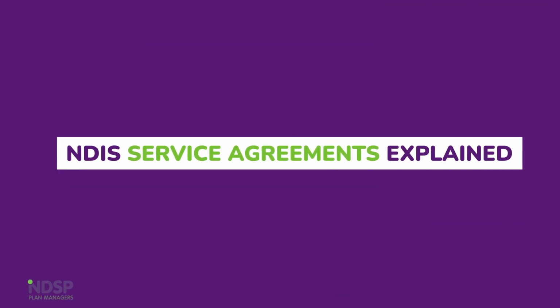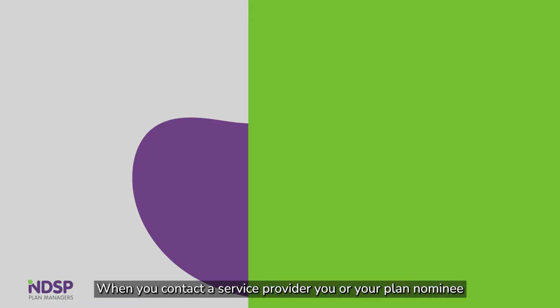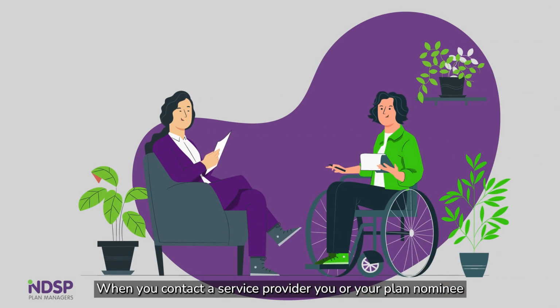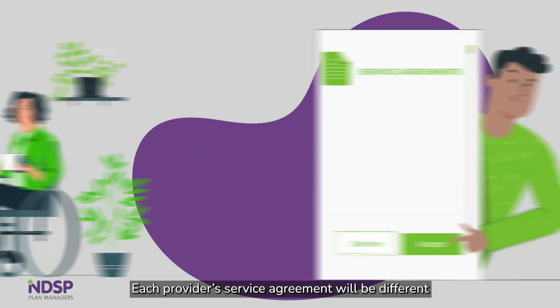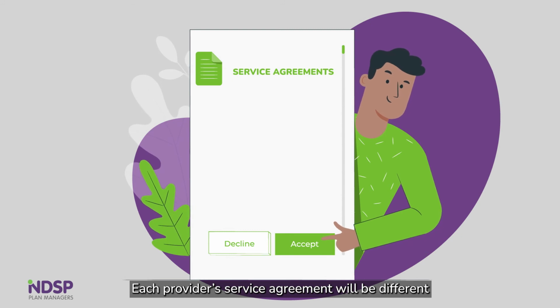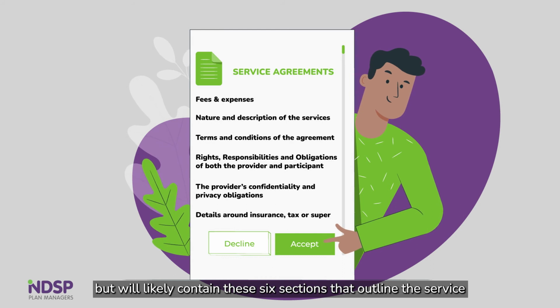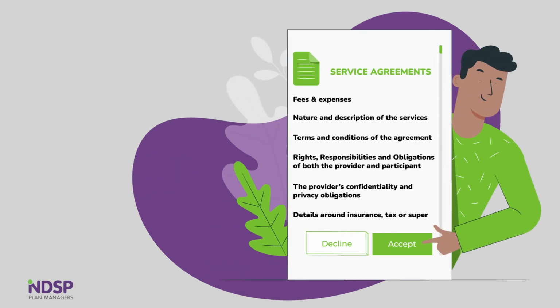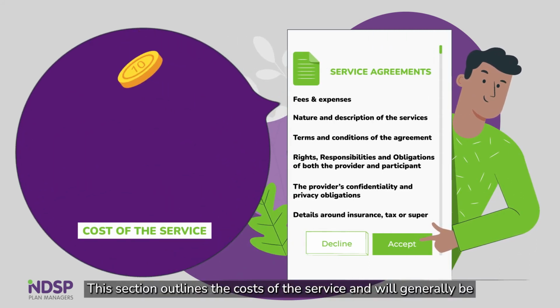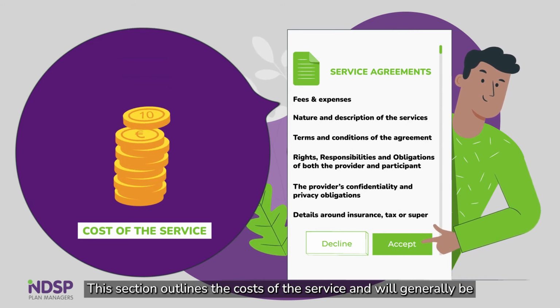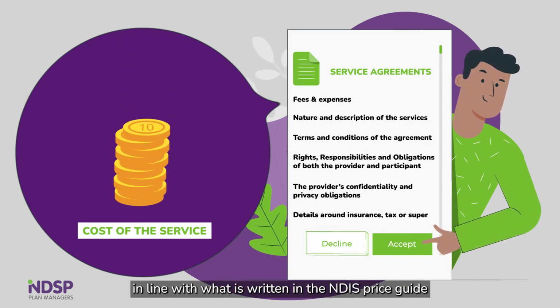NDIS Service Agreements Explained. When you contact a service provider, you or your plan nominee may be asked to sign what is known as a service agreement. Each provider's service agreement will be different, but will likely contain these 6 sections that outline the service. Fees and expenses. This section outlines the costs of the service and will generally be in line with what is written in the NDIS price guide.